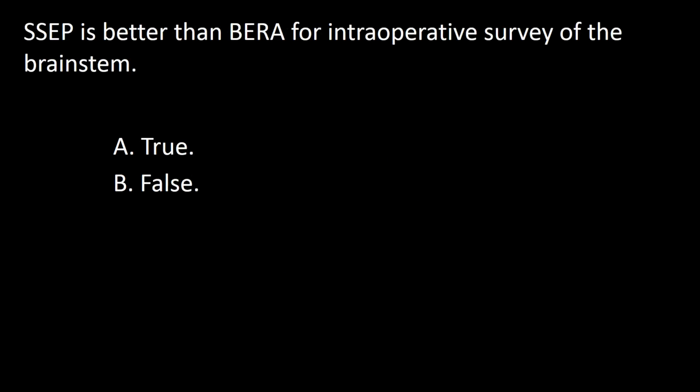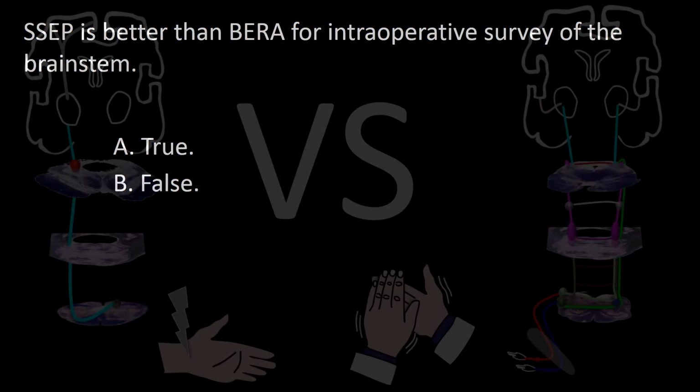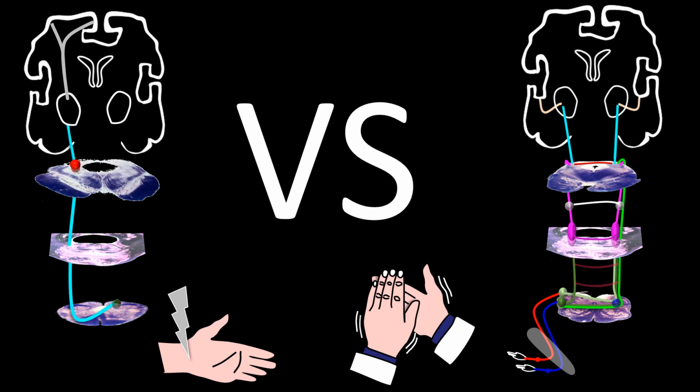Next question. Somatosensory is better than BERA for intraoperative survey of the brainstem. A true, B false. The choice of the type of intraoperative evoked potential monitoring more fitting for a given procedure depends on the eloquent structures present in the region at risk for the given stimulus modality.